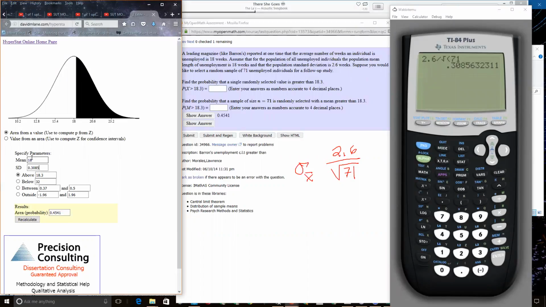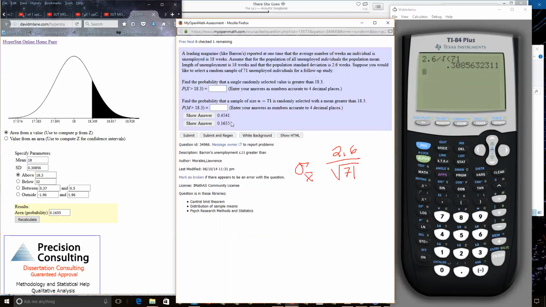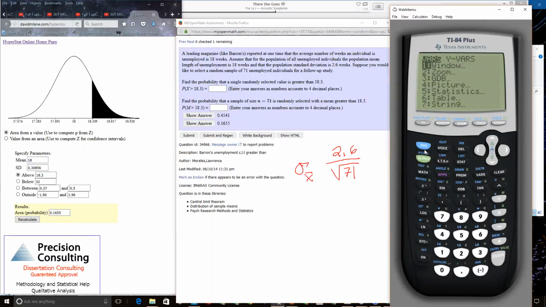Let's see, how many decimal places do I want to do? I guess I'll go with that. And again, we want above 18.3, so let's recalculate it. The applet is telling me a little bit more than 16%, and the answer in my OpenMaths is saying a little bit more than 16%. If we're going to do this with your graphing calculator, you can do second VARS 2, because it is a normal CDF problem.